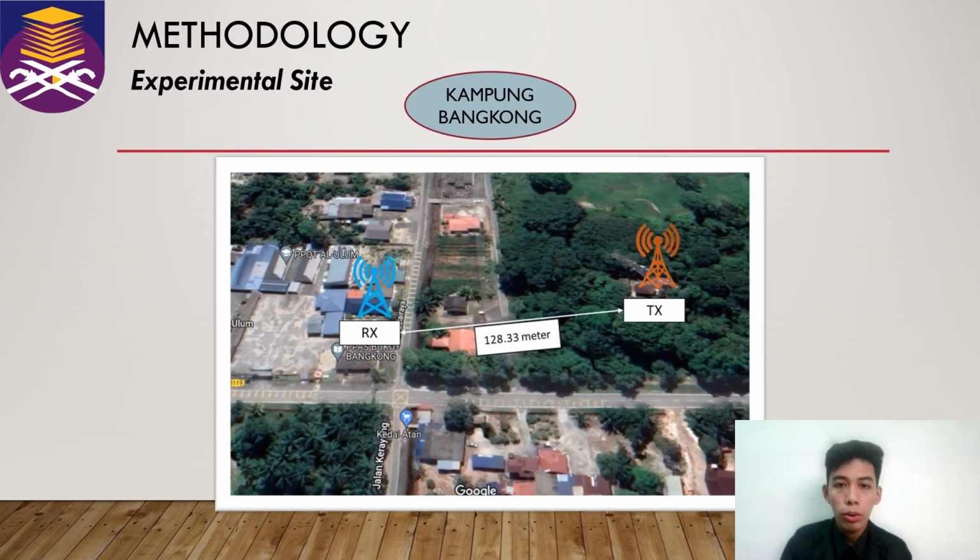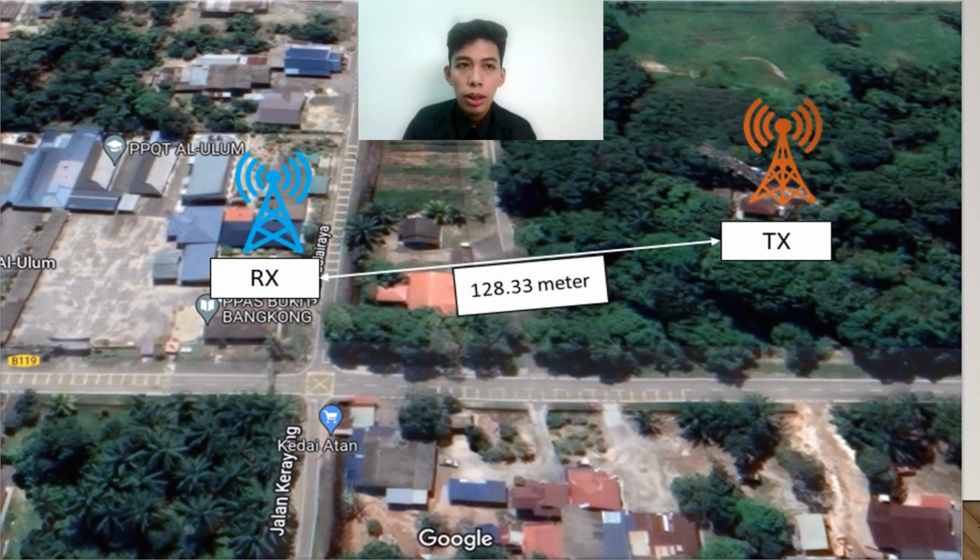Okay, next for the methodology. The first one is the experimental site. The first location is at Kampung Bangkun, located at Sungai Pelet, Selangor, which is a rural area. This area does not have a particularly high concentration of LTE commercial towers, and the distance between the LTE transmitter and the passive radar receiver is 128.33 meters.